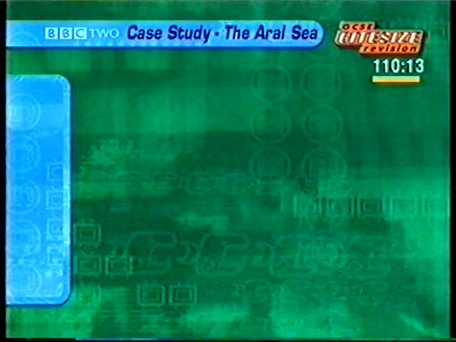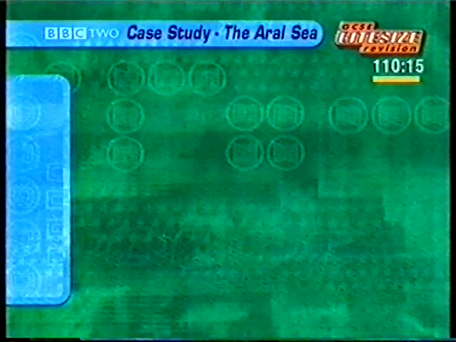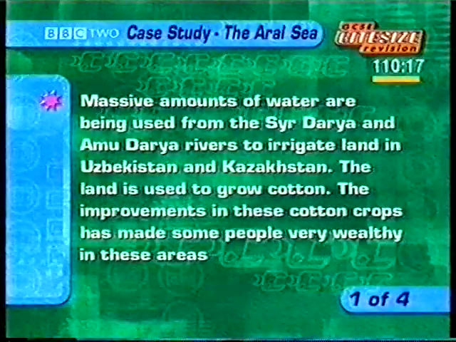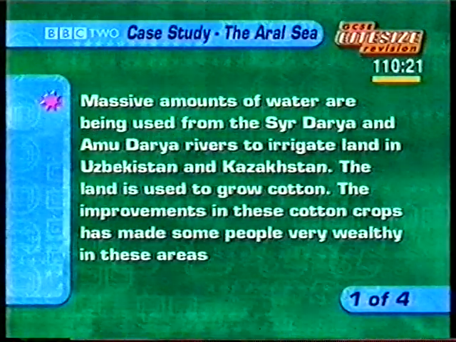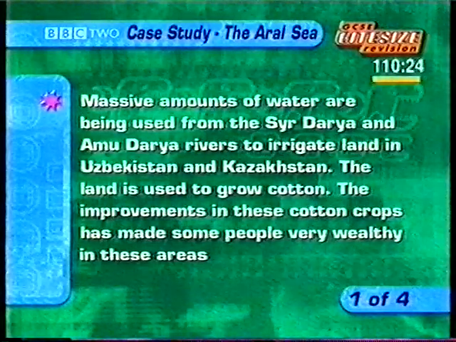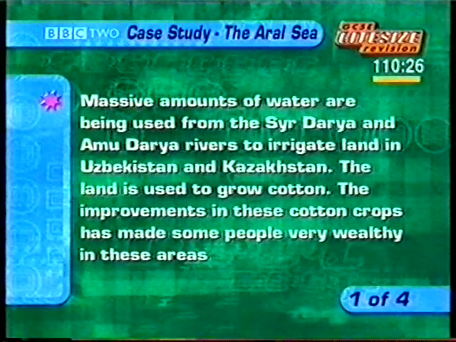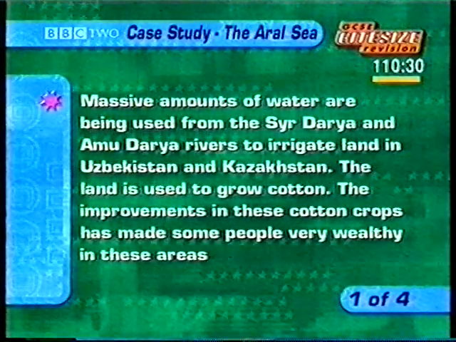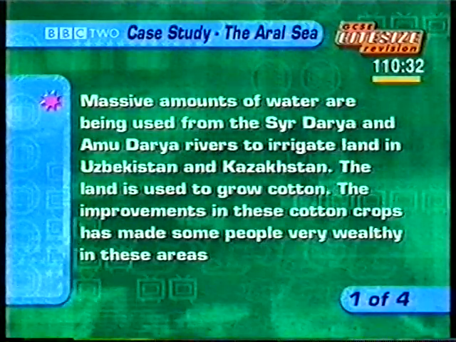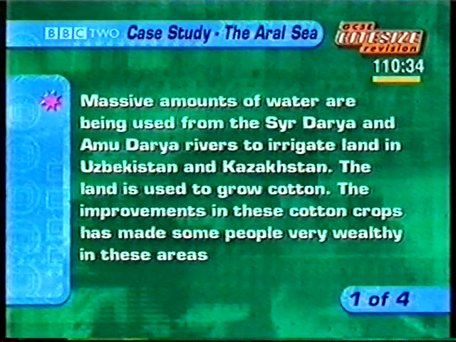Lots of facts were covered in the clip. Here's a summary of the main ones. Massive amounts of water are being used from the Sir Daria and Amu Daria rivers to irrigate land in Uzbekistan and Kazakhstan. The land is used to grow cotton. The improvements in these cotton crops has made some people very wealthy in these areas.